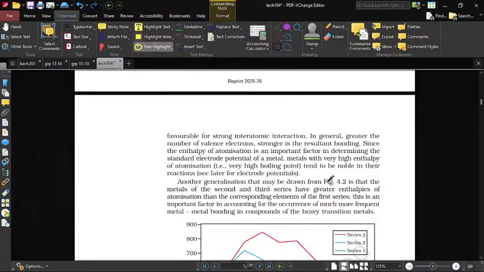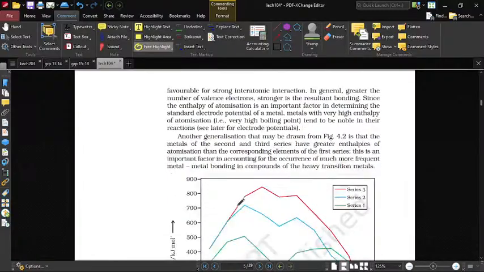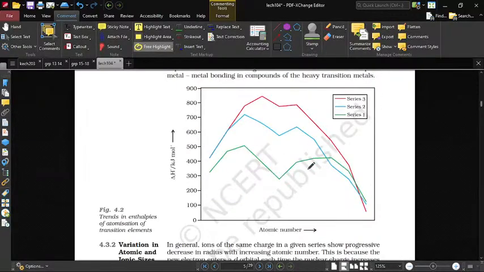Another generalization that may be drawn from figure 4.2 is that the metals of second and third series have greater enthalpies of atomization than the corresponding elements of the first series. This is an important factor in accounting for the occurrence of much more frequent metal-metal bonding in the compounds of heavy transition metals.